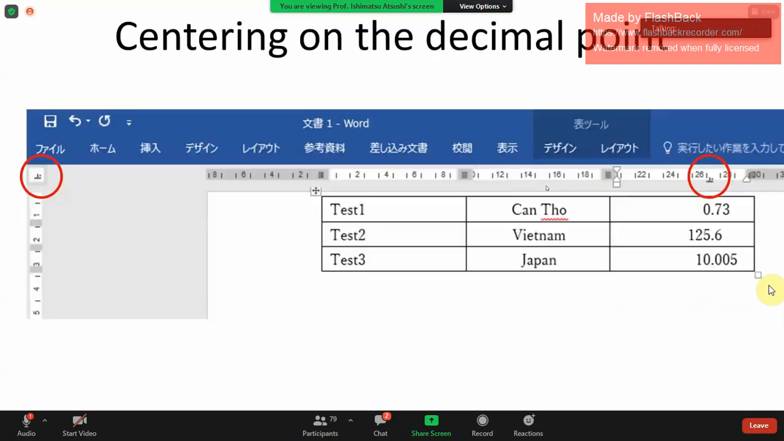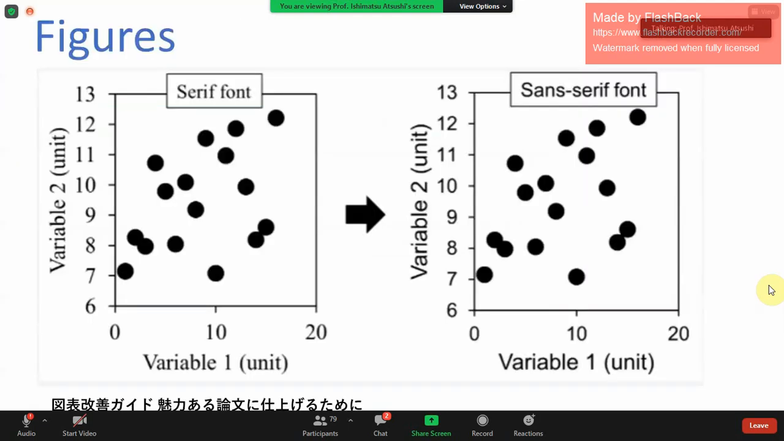Mouse? Yeah. Okay. I have already explained this. Next thing is figures. Tables and figures are probably the most important materials in the presentation. Now, the first thing is the use of font.